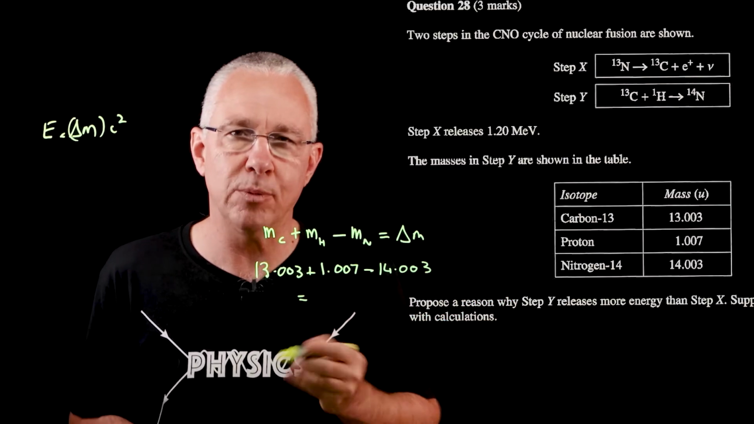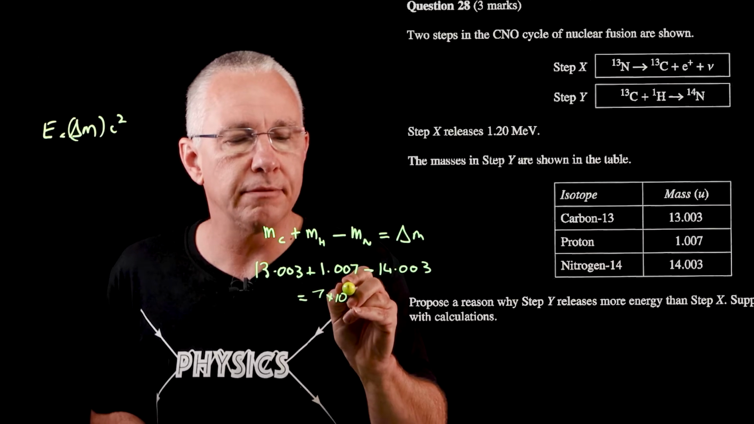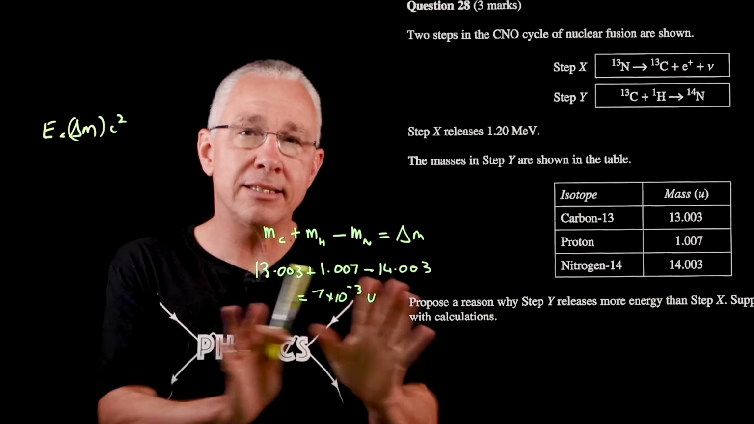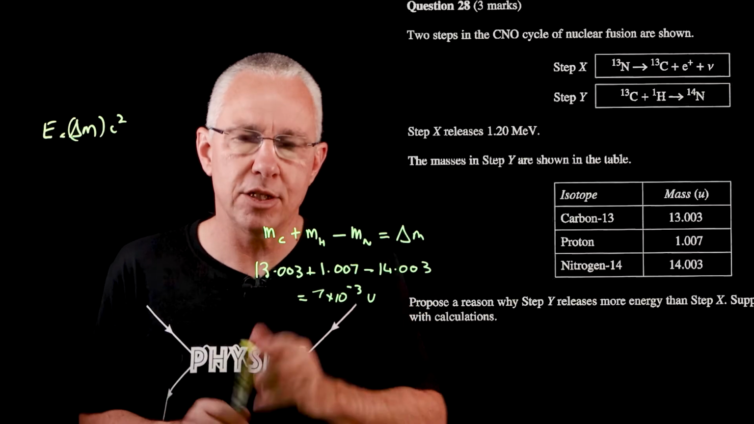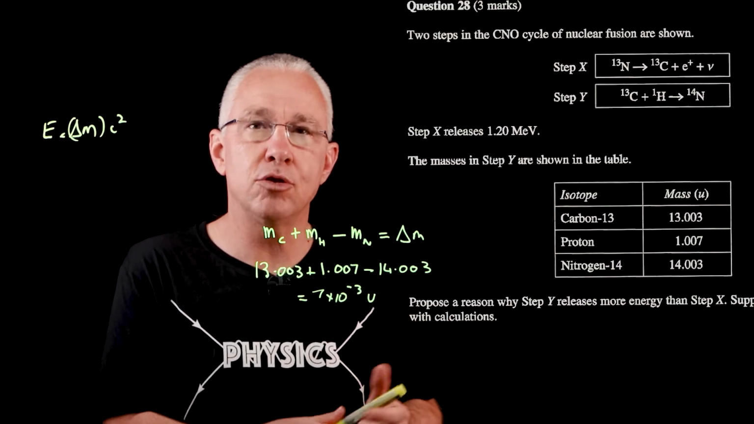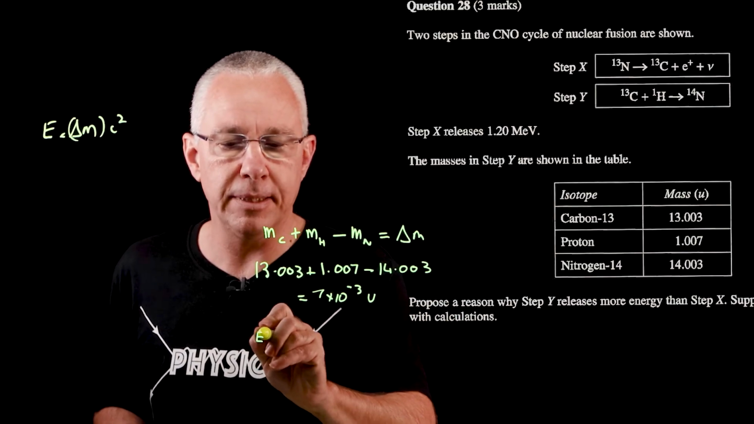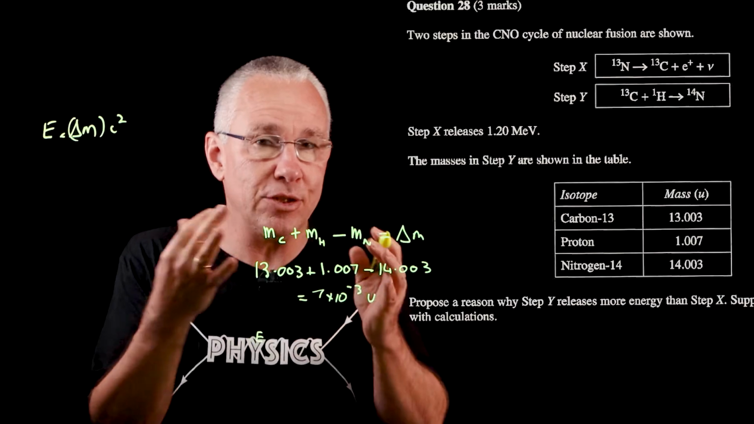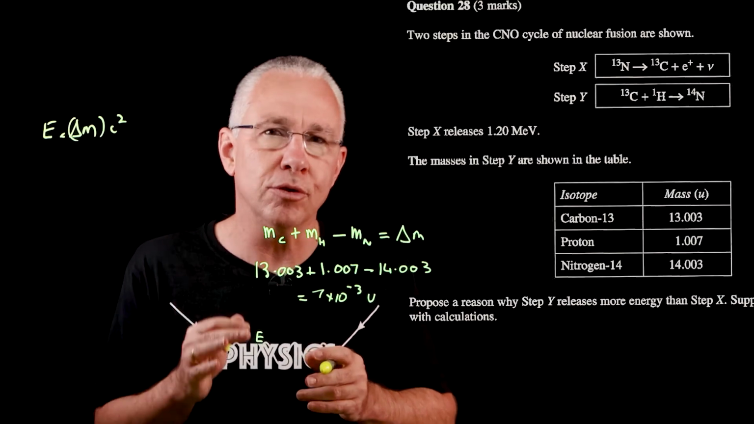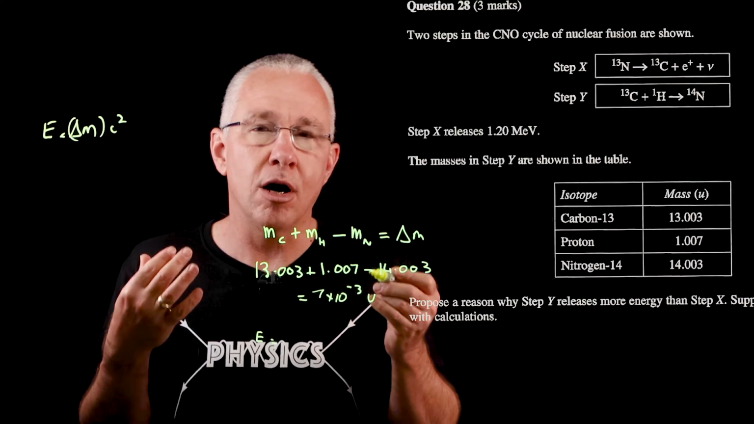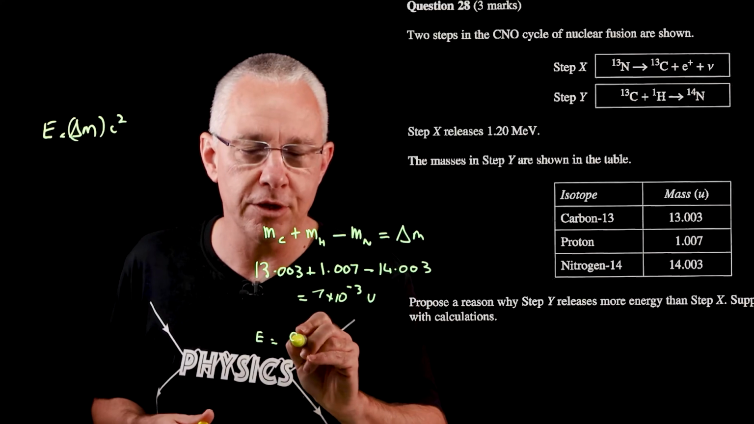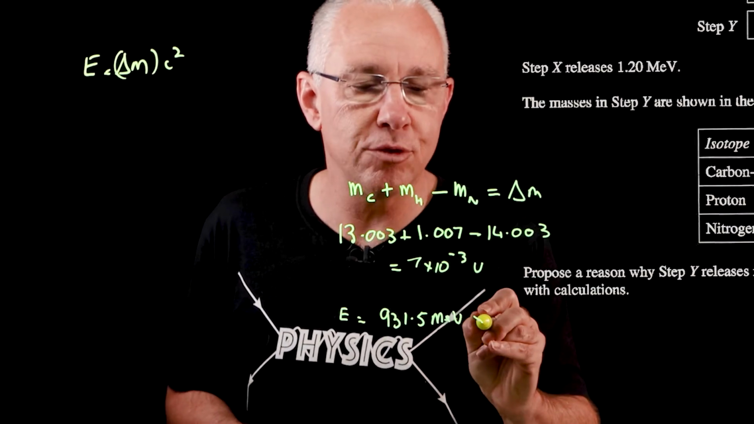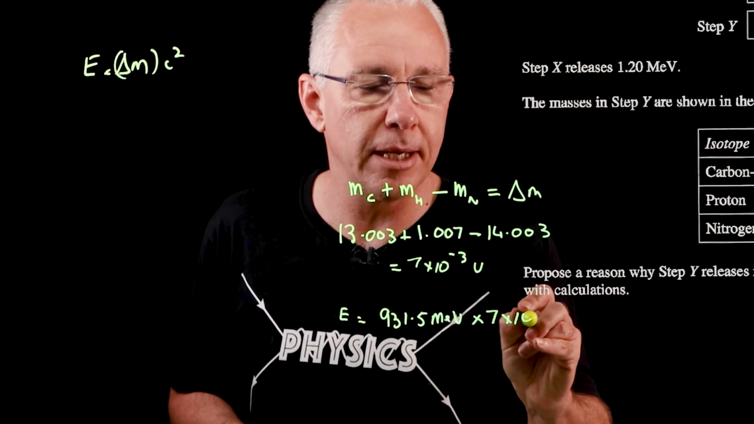Now when we calculate that out, we get 7 by 10 to the power of -3 U, which is our atomic mass unit. Now that is the mass that we have lost in atomic mass units. Now to convert that into the amount of energy we get, it is simply equal to the mass defect multiplied by c squared. But it's actually quite easy to convert that, because all you need to do is multiply the value of 931.5 mega electron volts, which is the equivalent energy for one atomic mass unit. So all we have to do now is multiply that by our 7 by 10 to the power of -3.